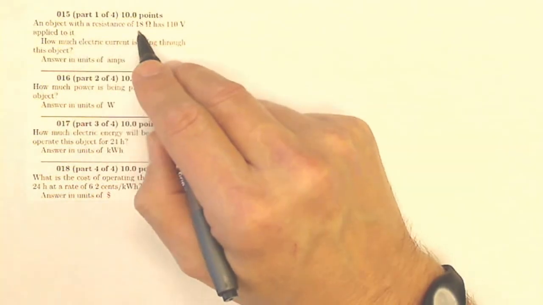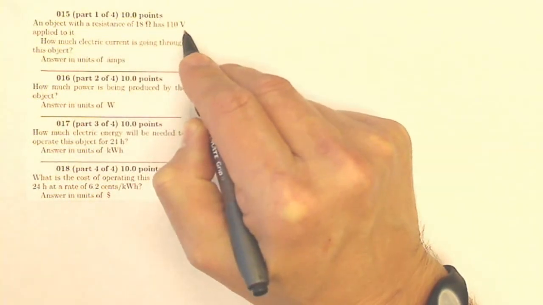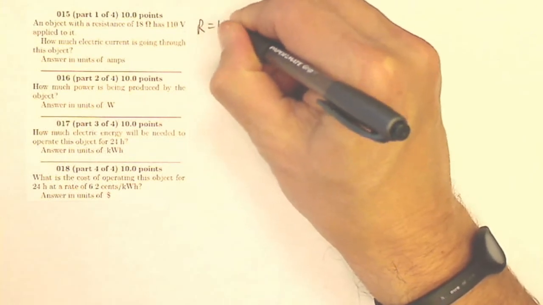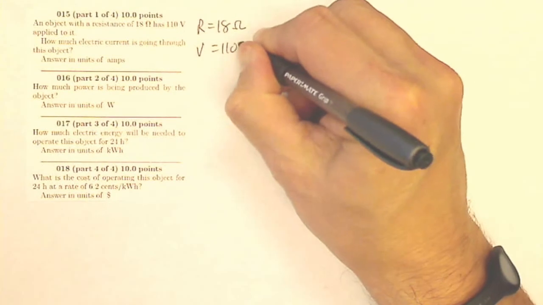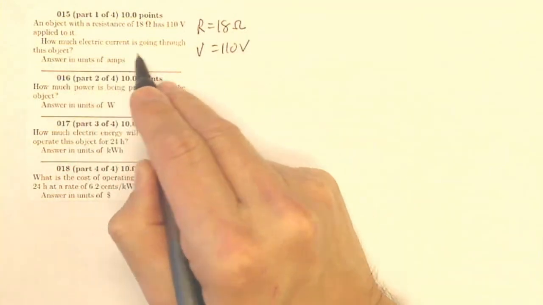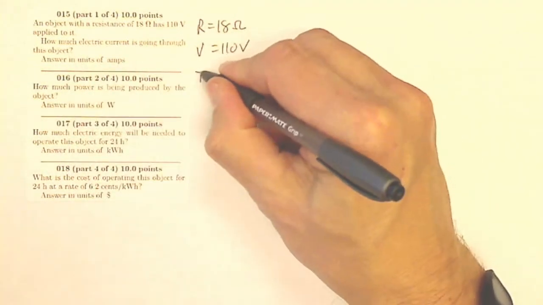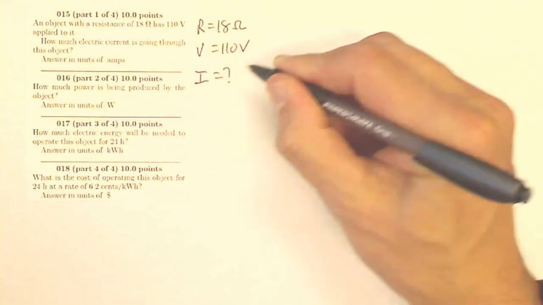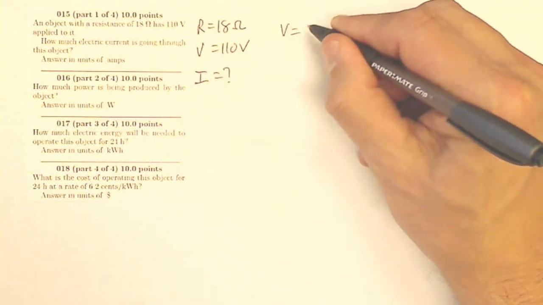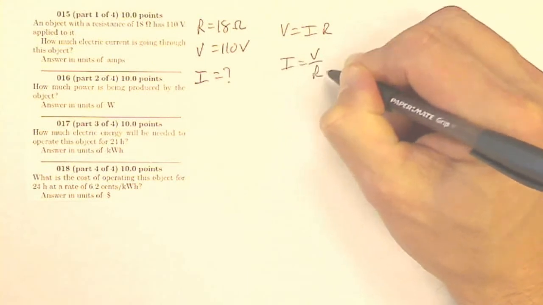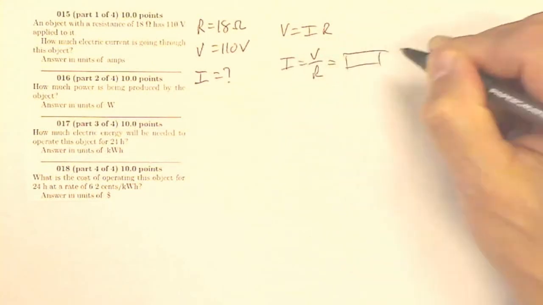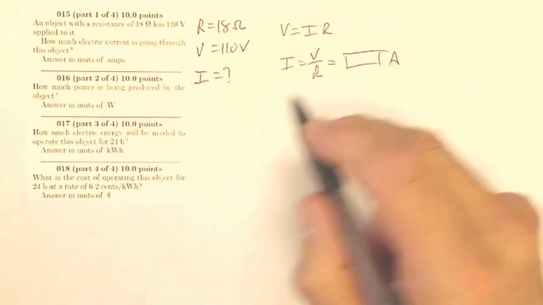This is physics homework number 21, questions 15 through 18. An object with a resistance of 18 ohms has 110 volts applied to it. So R is 18 ohms, and V equals 110 volts. How much electric current is going through the object? So I'm looking for I. For this one, I know that V equals I times R, or I equals V over R, and that will give me my current in amps.